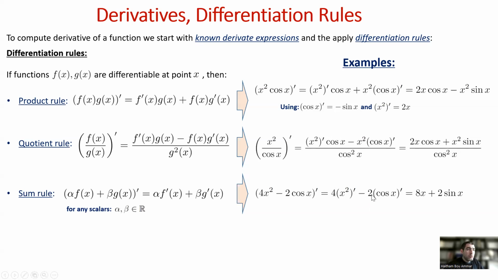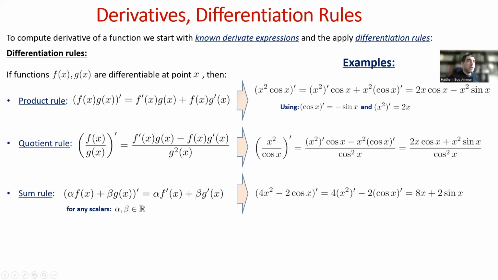Now minus 2, because beta is now minus 2, multiplied by the derivative of the second function, g of x. Again, we know the derivative of cosine of x is minus sine of x. Therefore, when you multiply minus 2 by minus sine of x, you get plus 2 sine of x. This is how we compute the derivative of the linear combination of two functions.